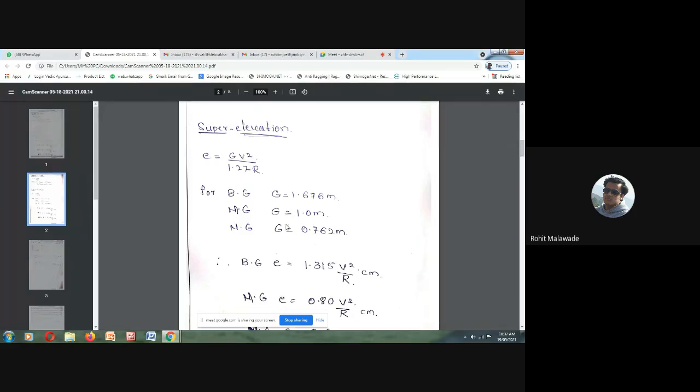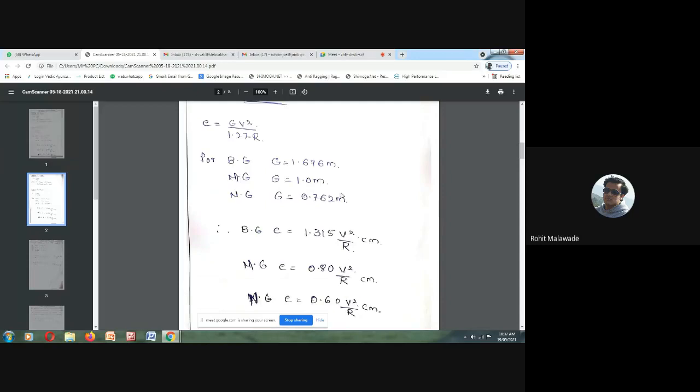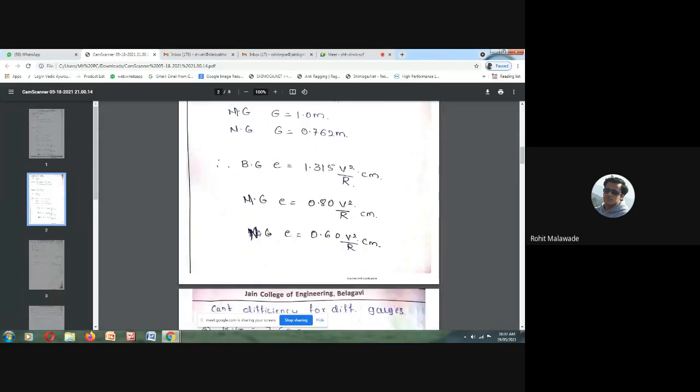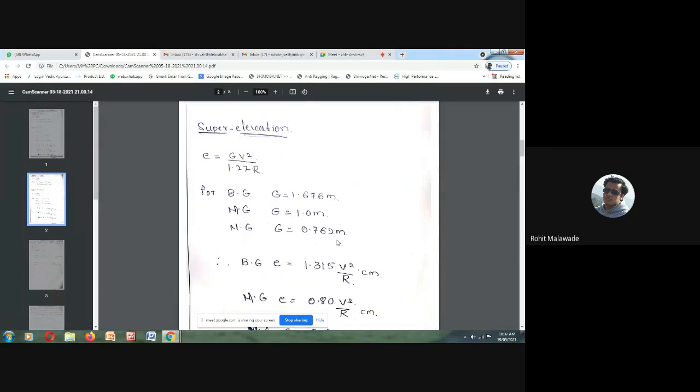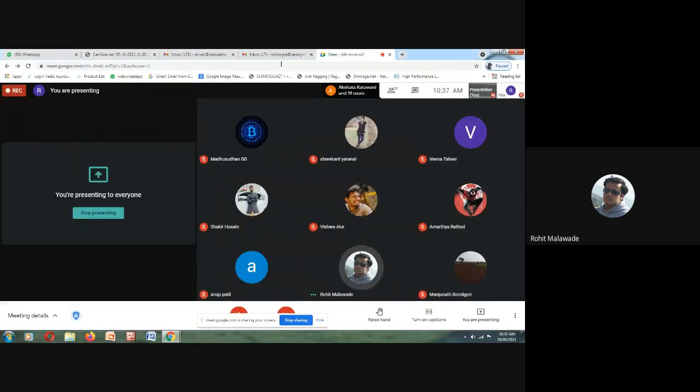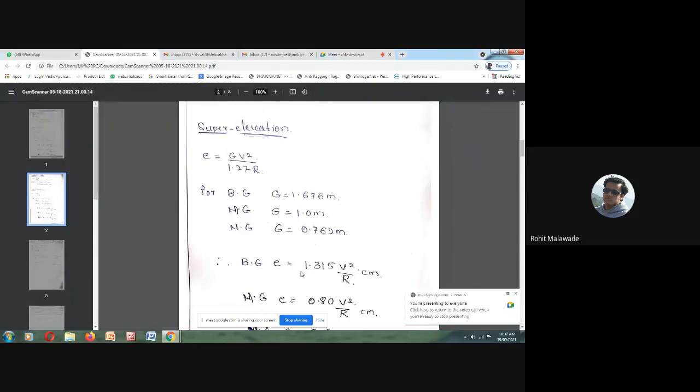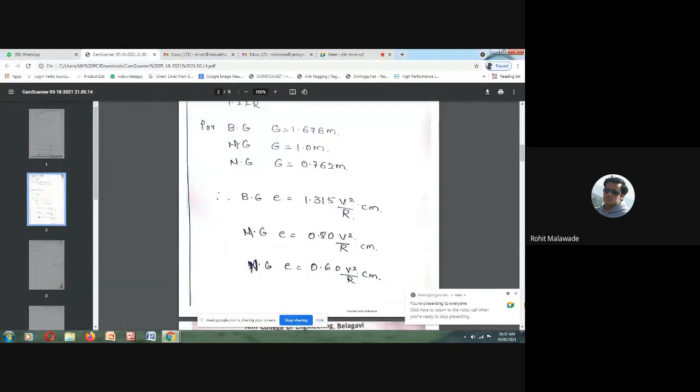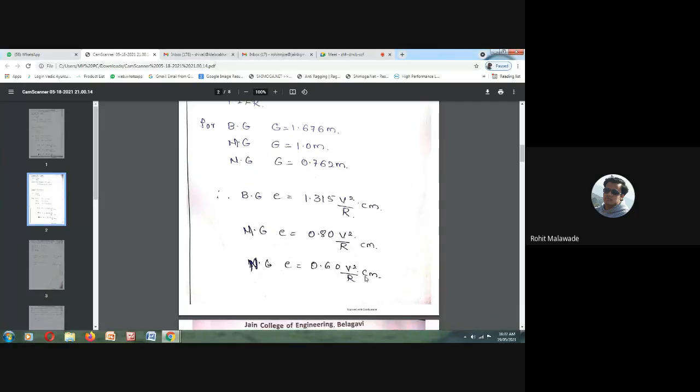Then for the meter gauge, the distance between the two rails is 1 meter. So we get the formula E is equal to 0.80 V square divided by R for the meter gauge. For the narrow gauge, the gauge is around 0.762 meter, so we get E is equal to 0.60 V square divided by R, in terms of centimeter.